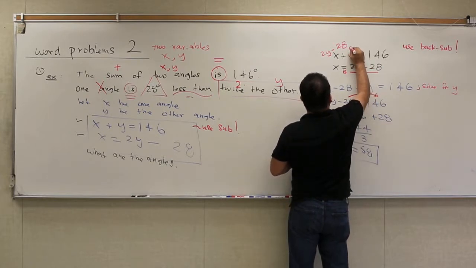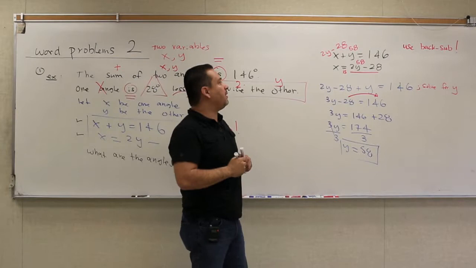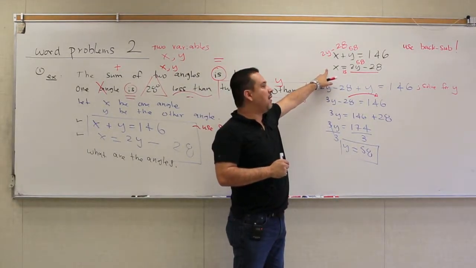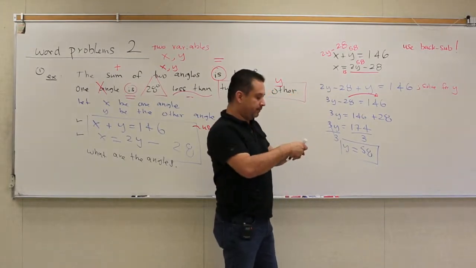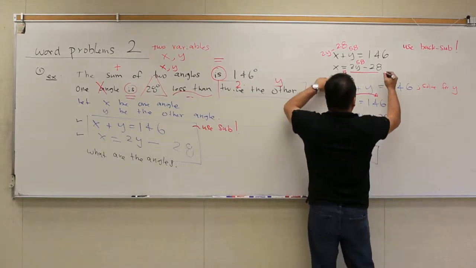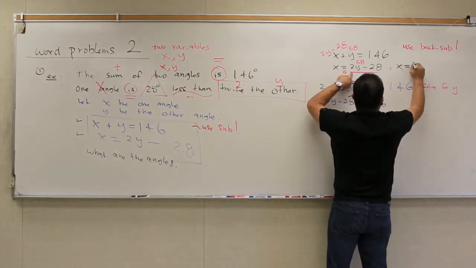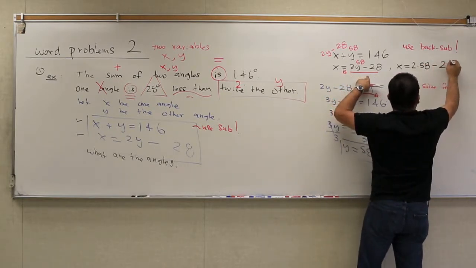58 into which one? Any of them. What am I going to probably use? The second one. You say, why would I use the second one? Because it's already solved for x. So this is going to be now x equals 2 times 58 minus the 28.